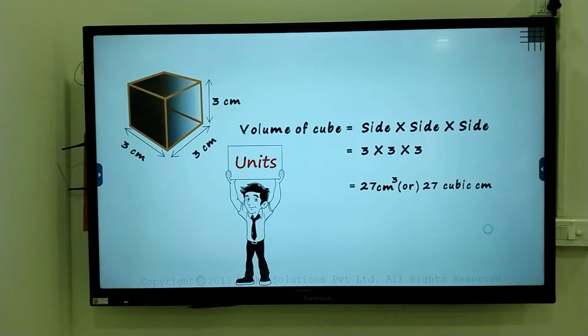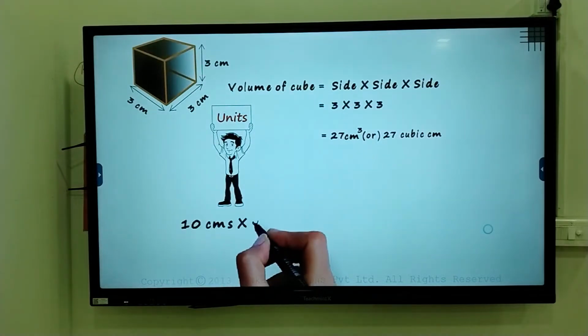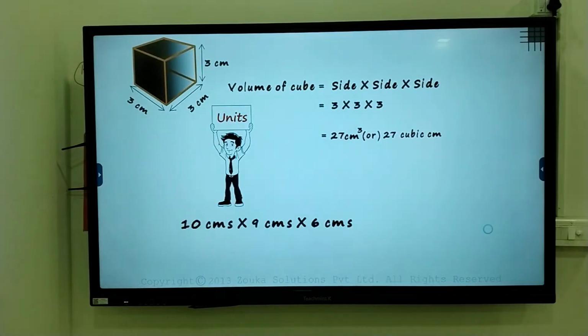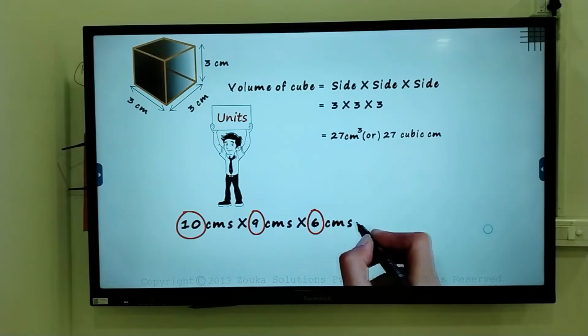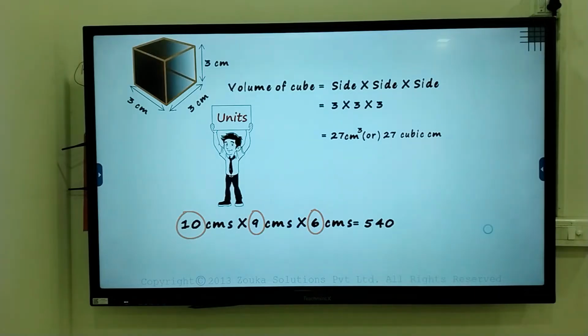Let's understand another straightforward example. So 10 centimeters multiplied by 9 centimeters multiplied by 6 centimeters. Multiplying the lengths gives us 540. We did not use the concept of cubes here as we have 3 different numbers. But multiplying the units gives us centimeters cubed. So the answer can also be written as 540 cubic centimeters. So whether it's squared or cubed, the units also differ accordingly.